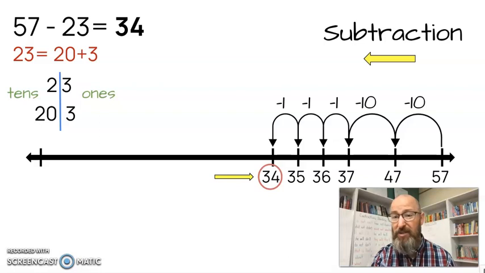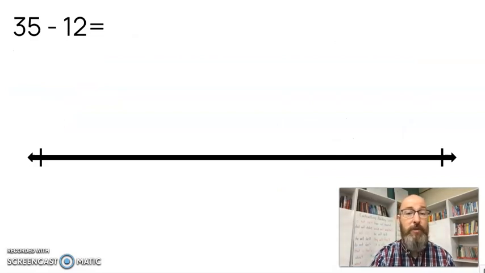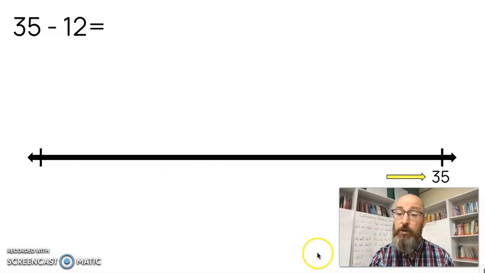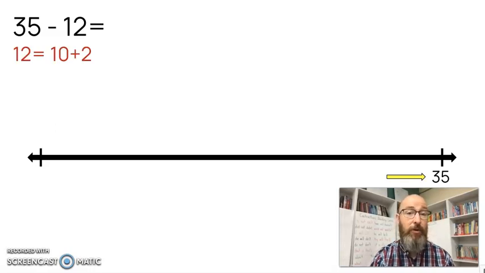Now, are we experts? Not quite yet. Let's do a couple more and see how we do. So we're going to do this one, 35 minus 12. Of course, first, we place our 35 on the open number line. Then we take our 12 and we break it up into 10 plus 2.